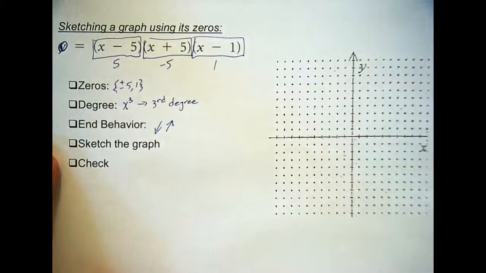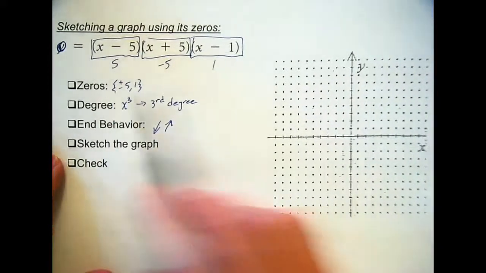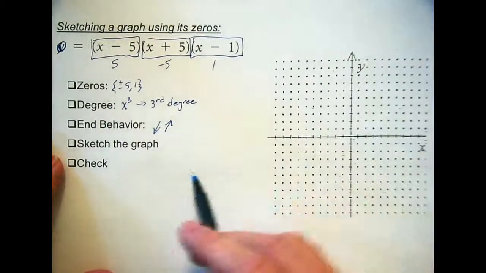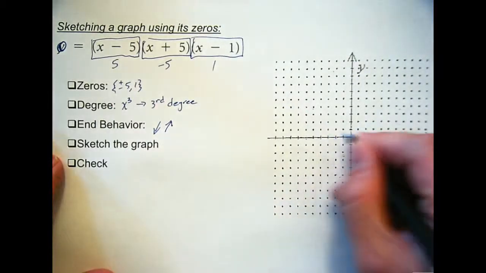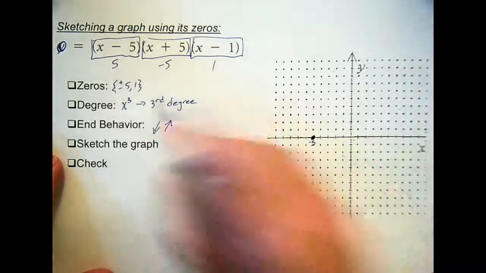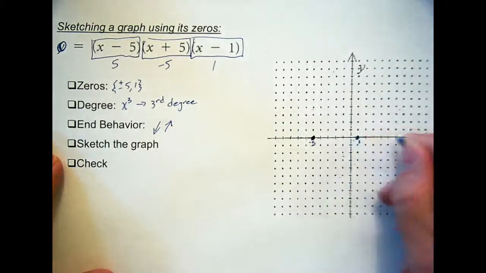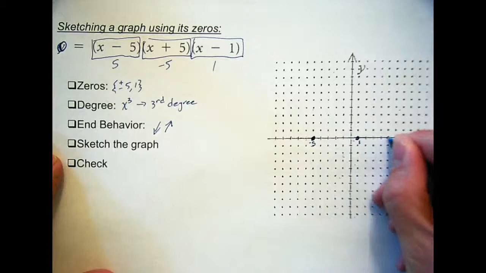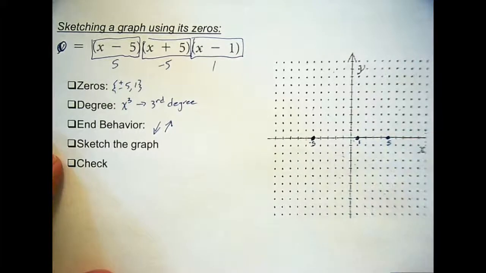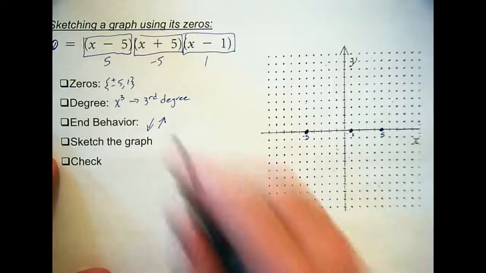The next piece is sketching the graph, which is a little tougher. When we're sketching the graph, we plot our zeros first. Those are points we know. We know it's going to cross the x-axis at -5. It's going to cross at 5 and at 1. We know our end behavior starts down here. Notice I put it down below the graph. And it ends up here.